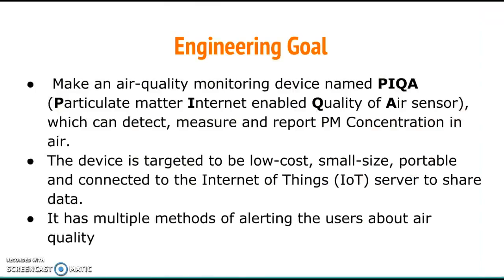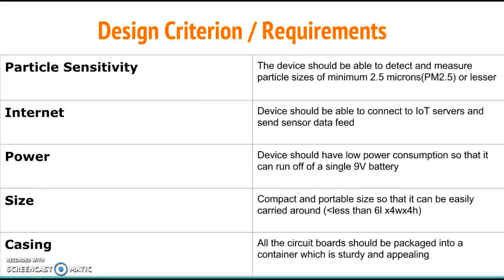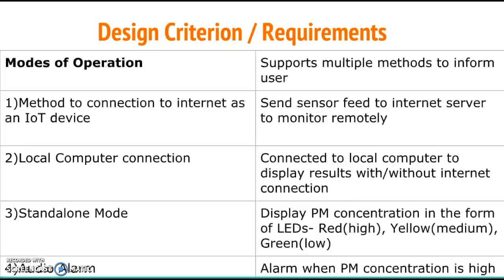And so I had to create an engineering goal, and so I created a device called Pika, Particulate Matter Internet Enabled Quality of Air Sensor. And this device is targeted to be low cost, small size, portable, and connect to the IoT server. And so for my design requirements, I have particle sensitivity, so it should be able to pick up anything less than 2.5 microns. It should connect to IoT servers, run on a 9-volt battery, be compact, and all the circuit boards should be in a sturdy container.